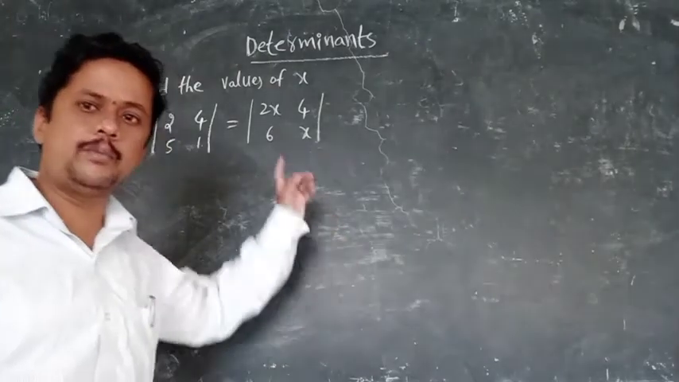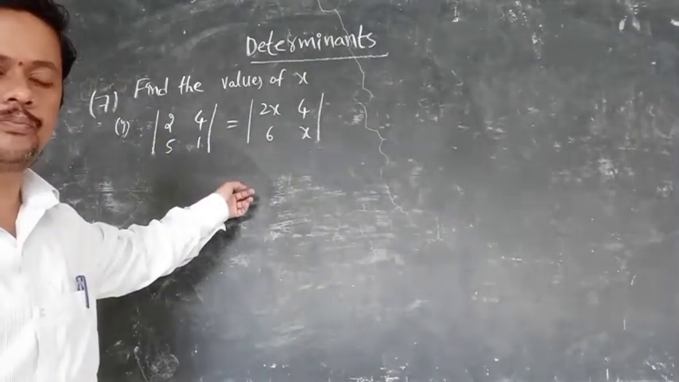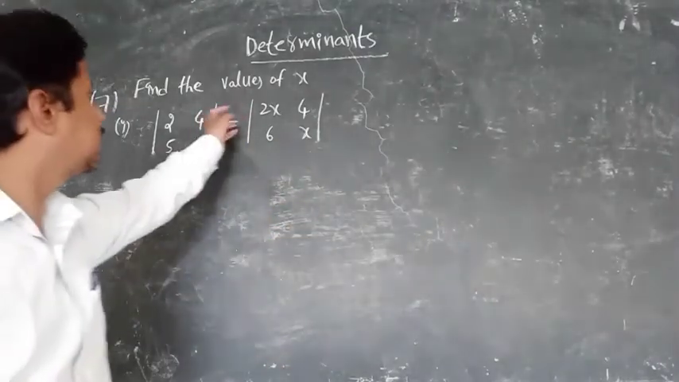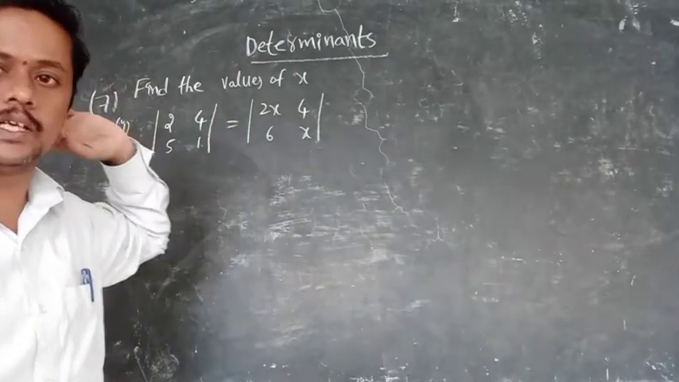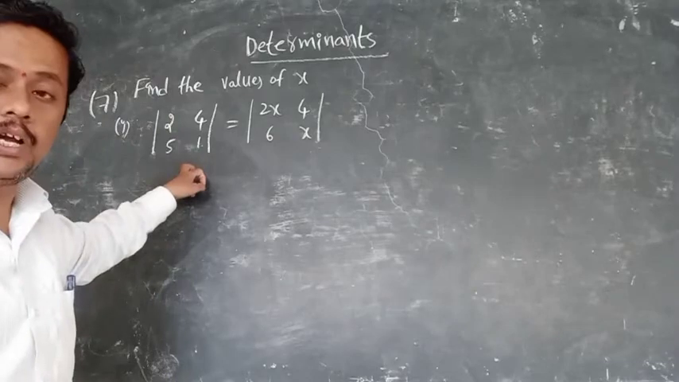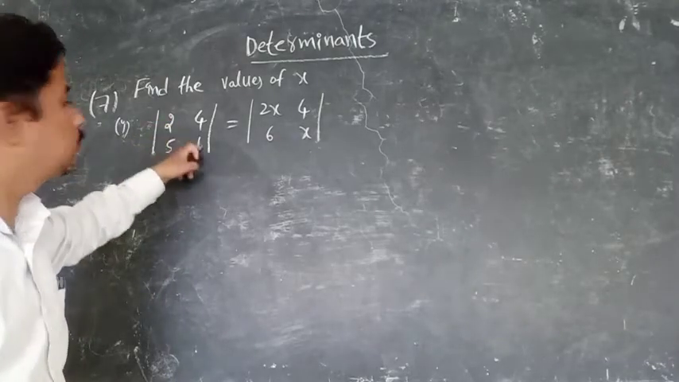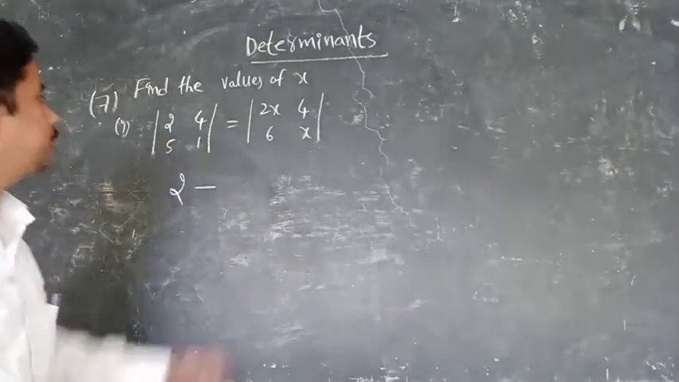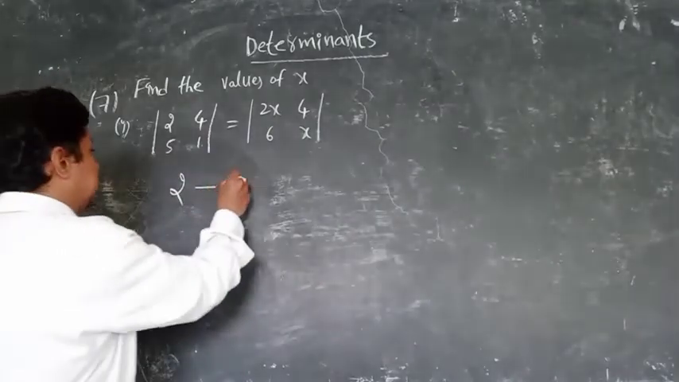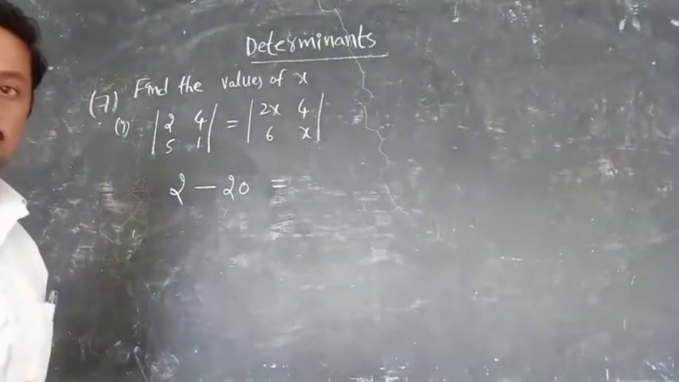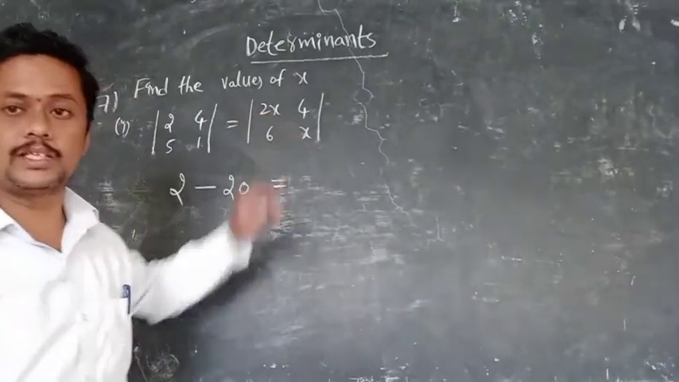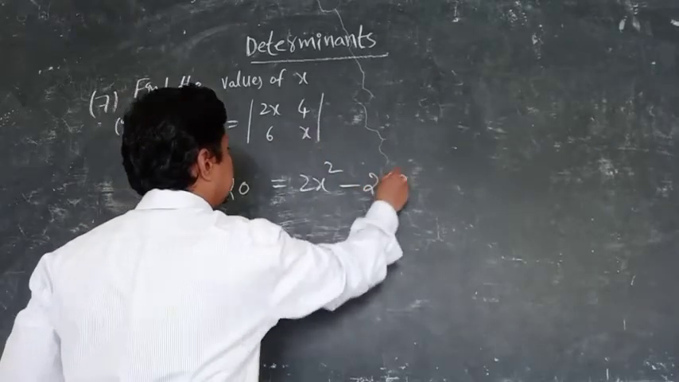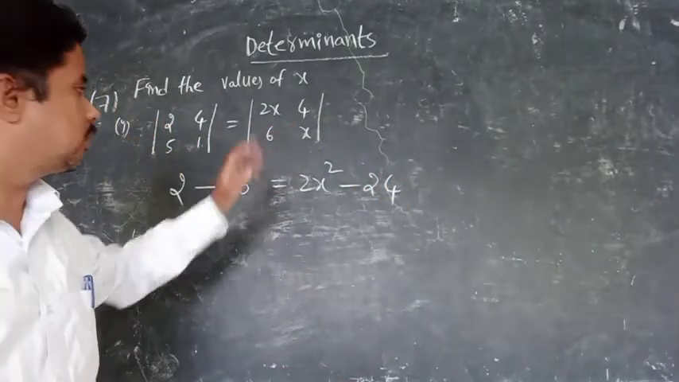Okay, so this is not a matrix. This is a determinant. First you have to calculate the determinant, then you have to simplify. You should not do it directly like that. See, how to calculate the determinant of a 2 by 2 matrix? 2 into 1 is 2, minus 4 fives are 20, is equal to 2x into x is 2x square, minus 6 fours are 24.